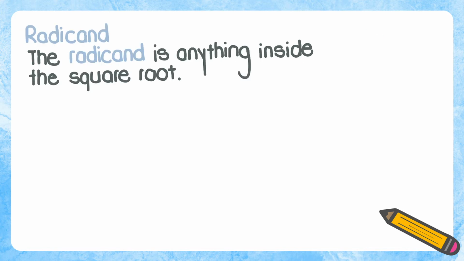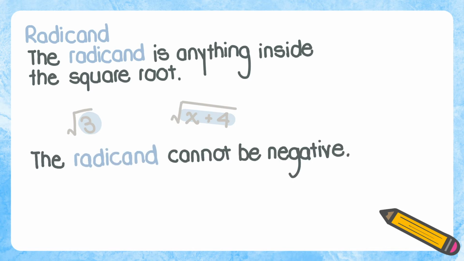So before we move on to more examples, let's quickly focus on this word right here, radicand. So the radicand is anything inside the square root. So if we had the square root of 3, your radicand is 3. And for the square root of x plus 4, your radicand is x plus 4. And so as a restriction, this radicand cannot be negative. In other words, the radicand must be greater than or equal to 0.